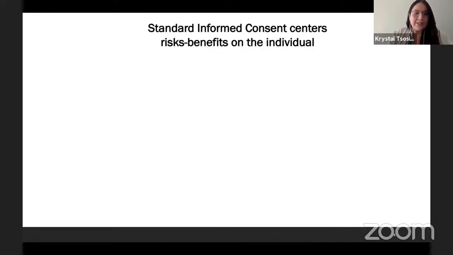So first of all, most consenting procedures in biomedical research are based on a risks to benefits calculation centered on the individual. The Common Rule, which governs human subjects research in the US, is based on principles of the Belmont Report, which is now four to five decades old. So whether or not these principles apply to genomics research, which is my area of study, is a question.